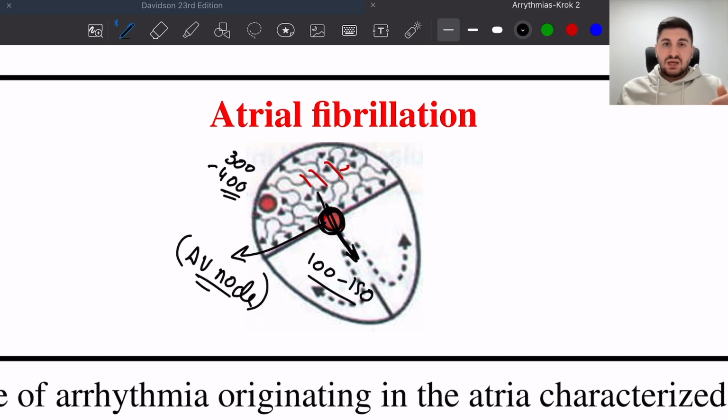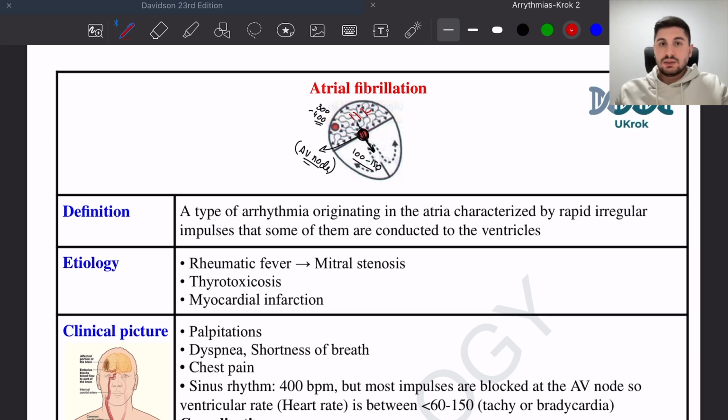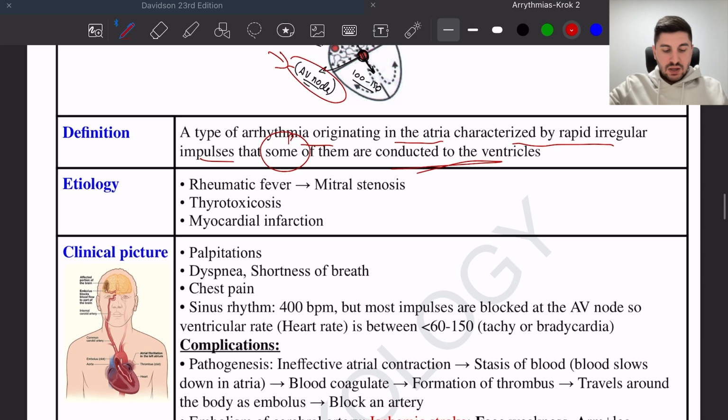But still, it's a serious arrhythmia that can cause a lot of complications, we will see now, and should be treated. It can be unstable, we will see, but sometimes it's stable, sometimes it's even asymptomatic. So it's a type of arrhythmia originating in the atria, characterized by rapid, irregular impulses. Some of them are conducted to the ventricles thanks to the AV node filtering the impulses.